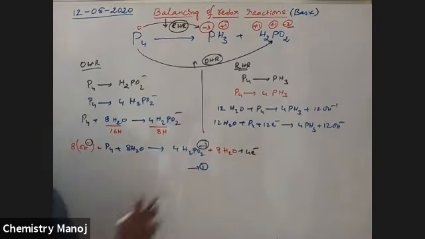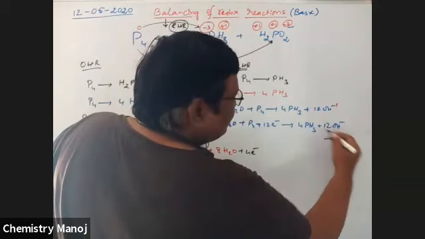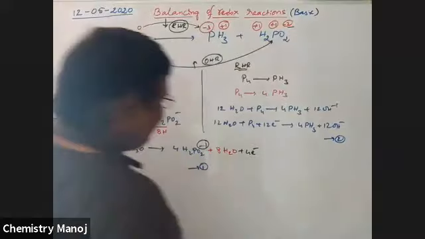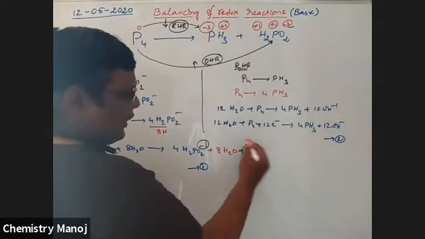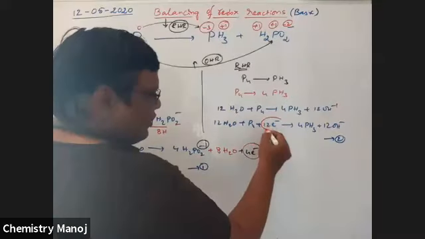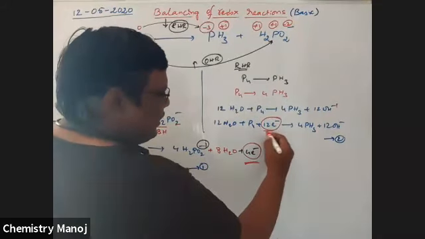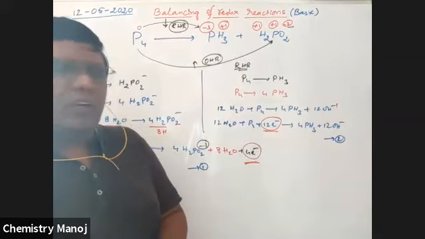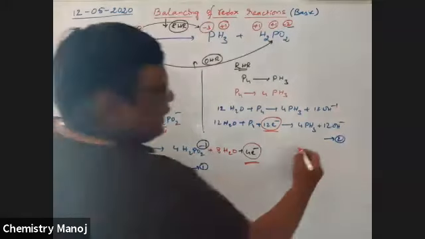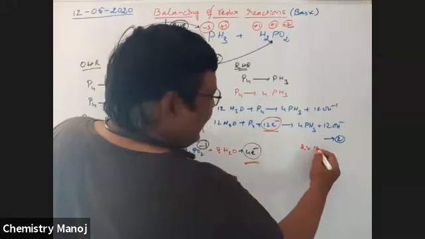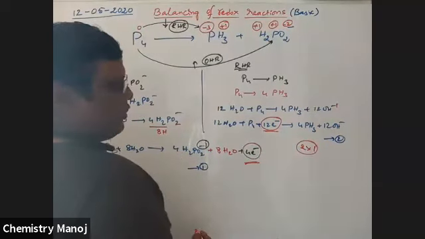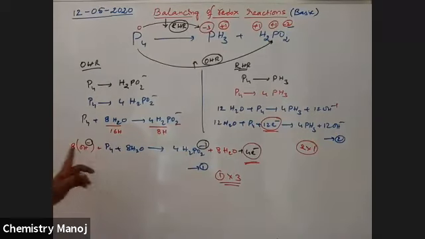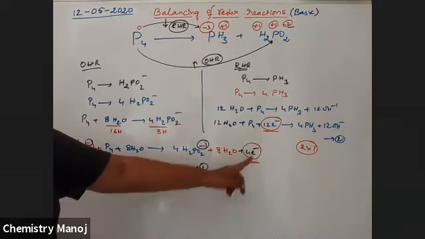Atoms balanced. Everything balanced. Now let it be 2. In these two reactions, first and second, in the first reaction 4 electrons are there, in the second reaction 12 electrons are there. One is on the RHS, the other on the LHS. First of all, equalize those electrons. So multiply equation 2 by 1, and equation 1 by 3. Multiply this entire equation with 3. 3 times 4 is 12.